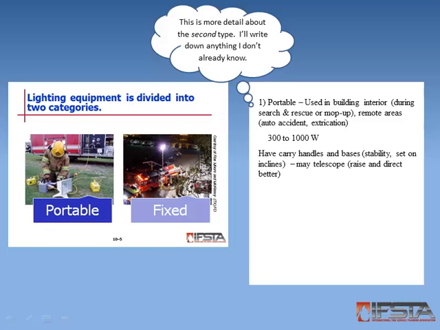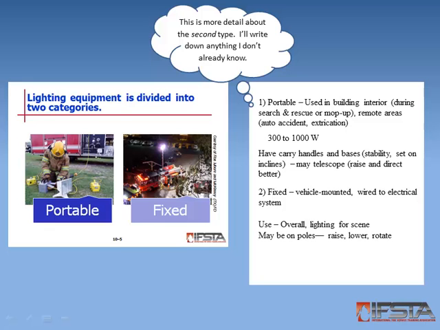Fixed lights mounted on the vehicles. These are mounted on the vehicles, wired directly to the vehicle generator or the apparatus electrical system. They're used to provide overall lighting for a scene, usually mounted on telescoping poles, and can be raised, lowered, and rotated to where the scene is. Some consist of large banks of lights mounted on hydraulic operated booms. These generally have a capacity of 500 to 1,500 watts per light.